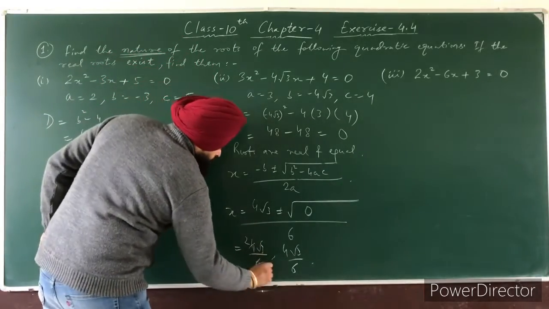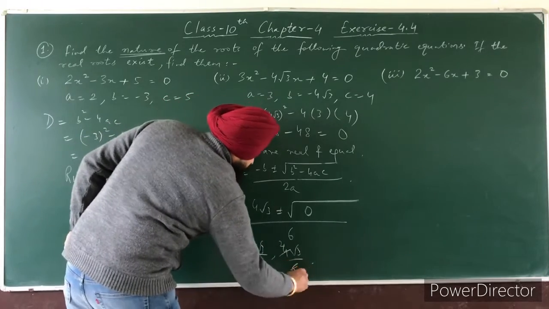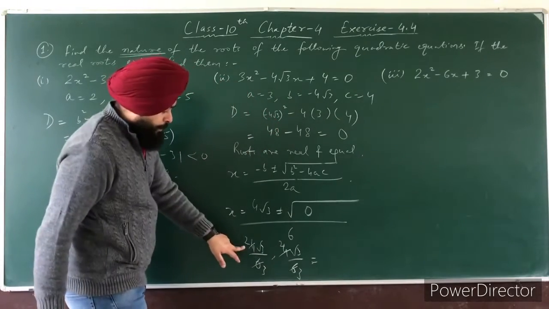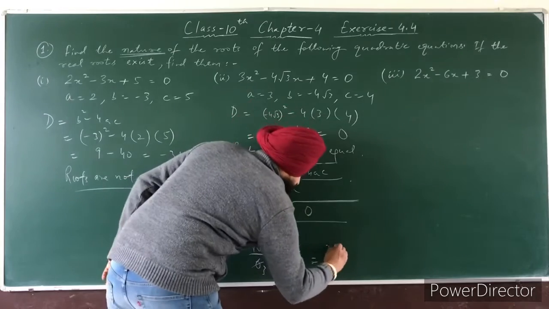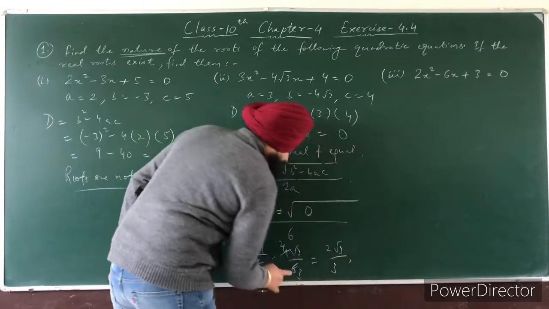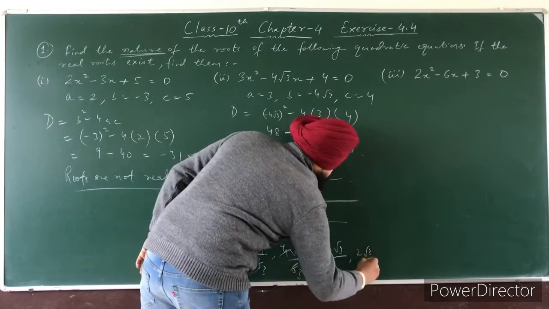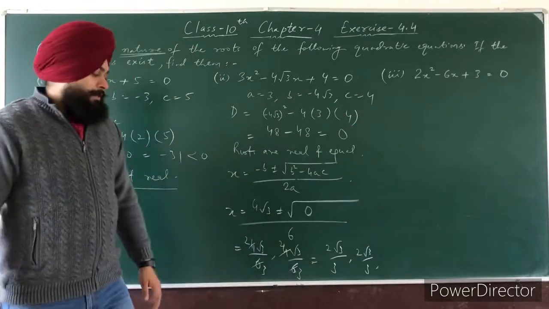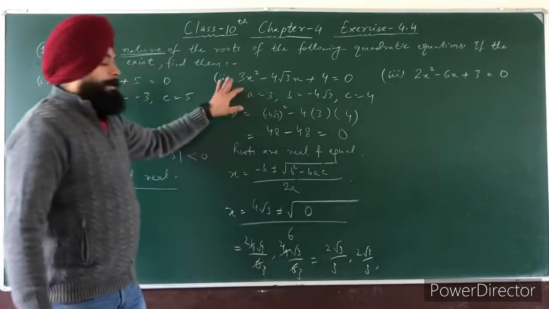Now you should cancel this 4 and 6. 2 2s are 4, 2 3s are 6, 2 2s are 4, 2 3s are 6. So what is the root? 2 root 3 by 3. 2 root 3 by 3 and the second root is also the same, 2 root 3 by 3. So these are the two roots for this quadratic equation.